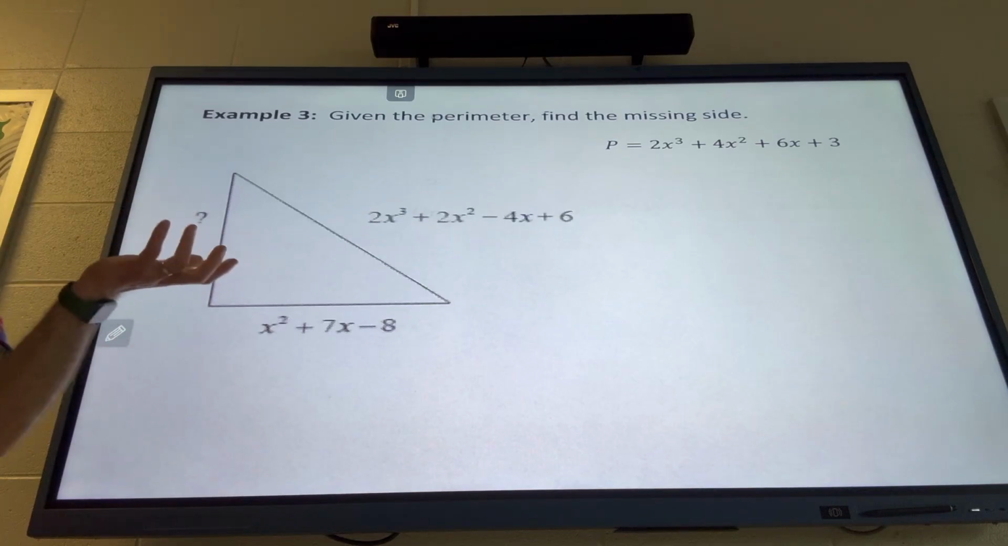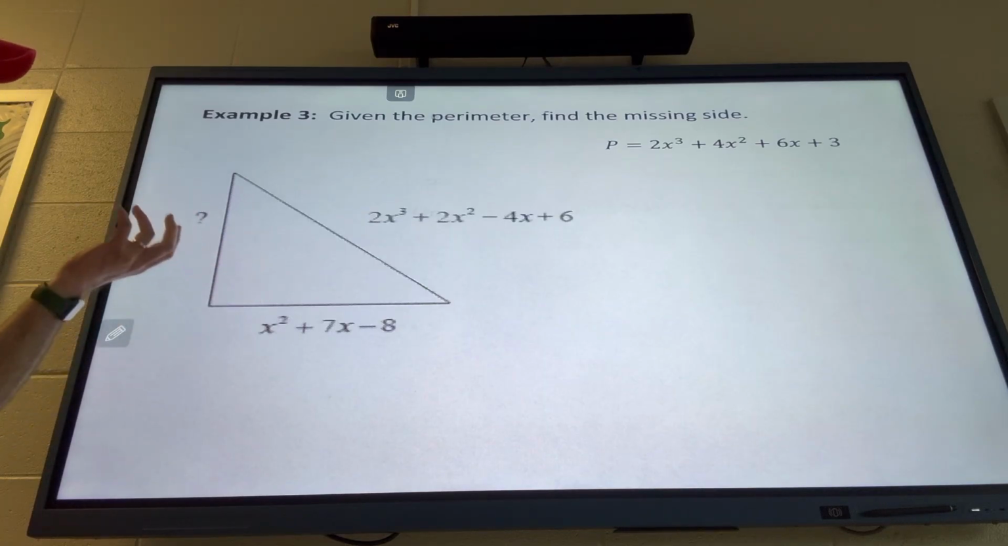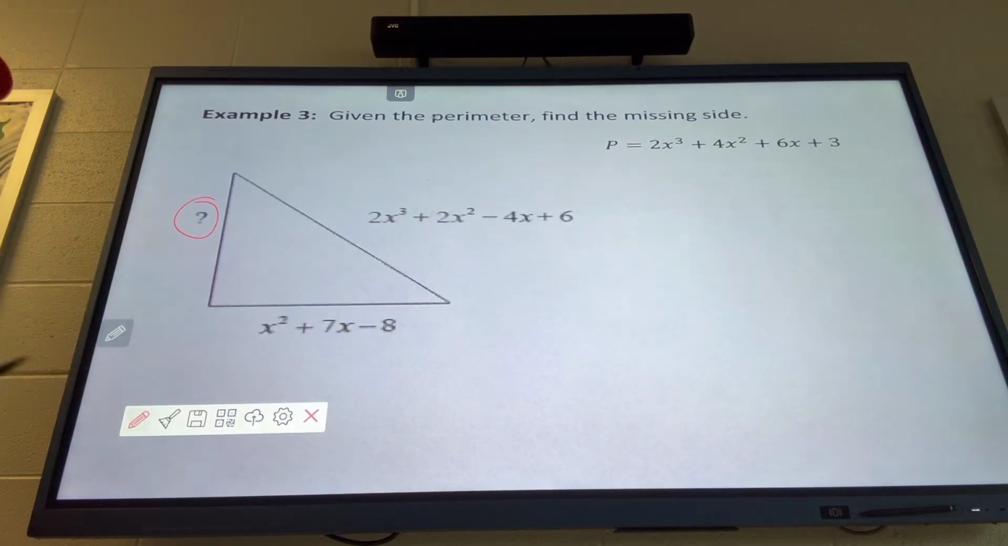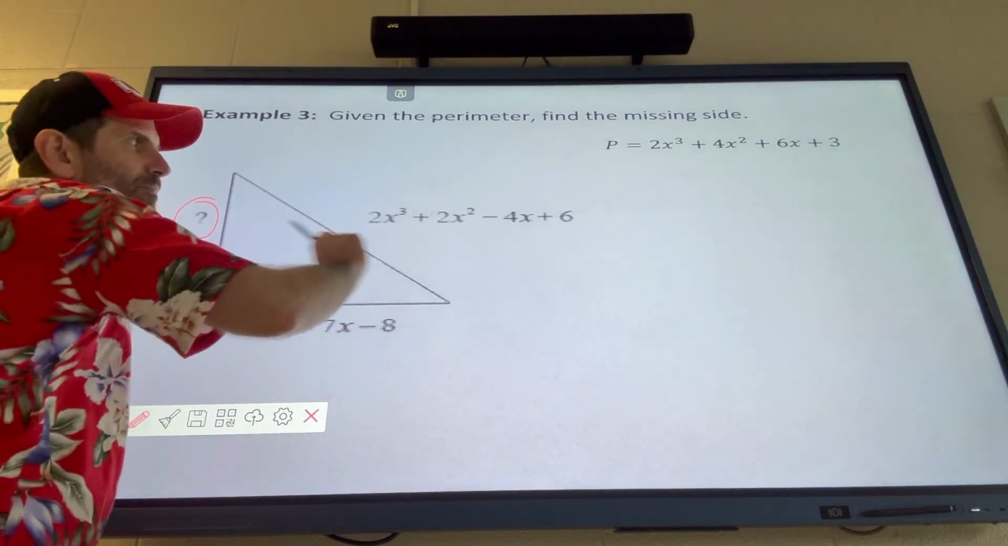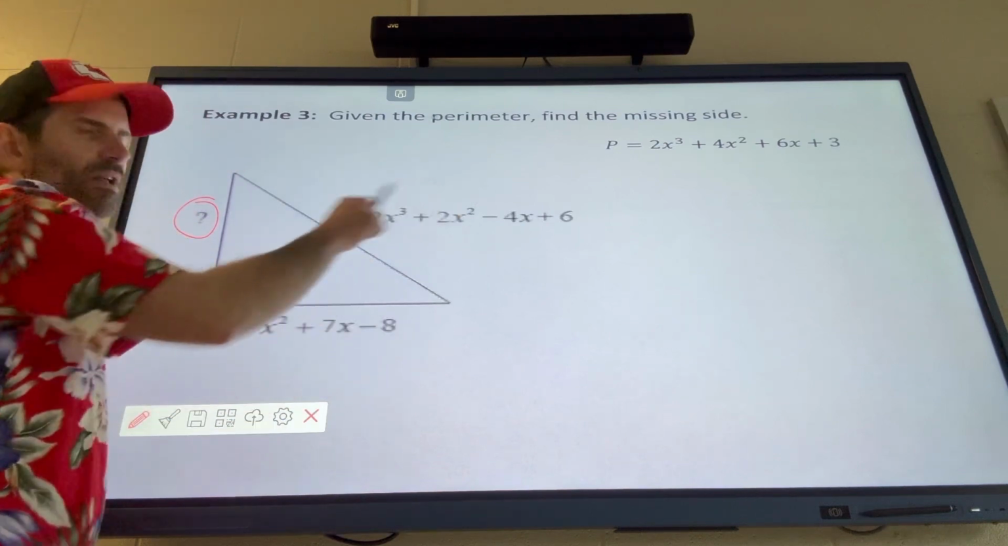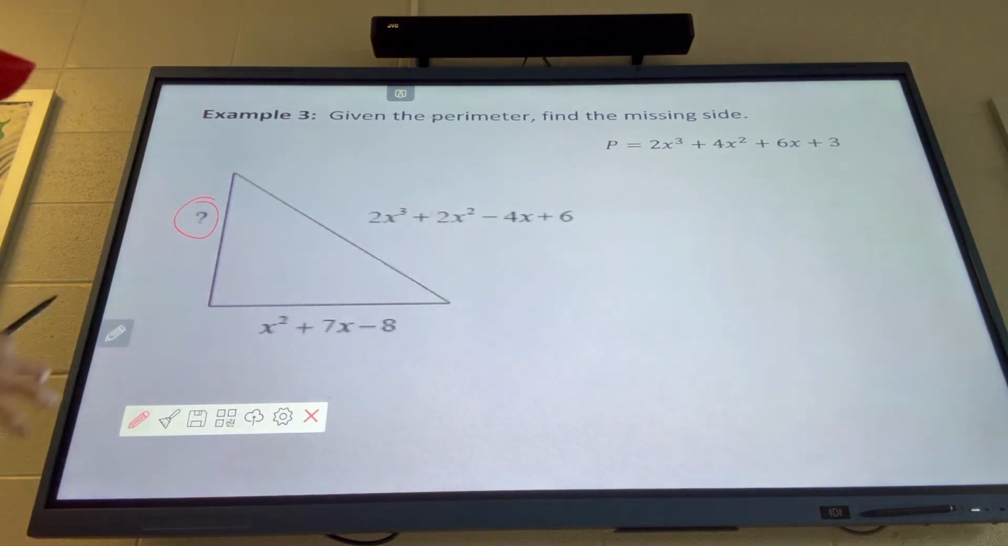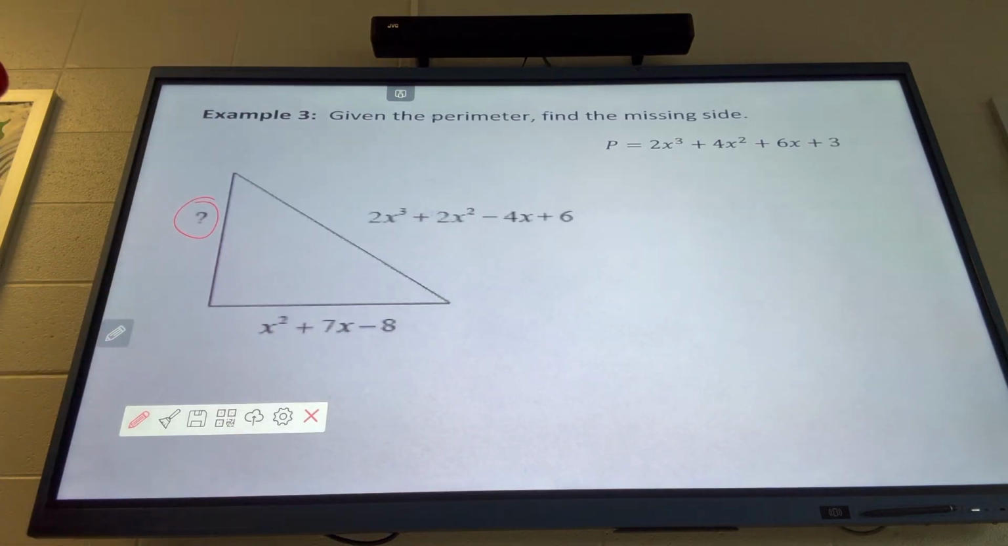The perimeter is the sum of all the sides. Okay, so here's the thing. I think to find this missing side, a good approach would be to take the perimeter and subtract both of these polynomials from it. And the result would have to be my missing side.